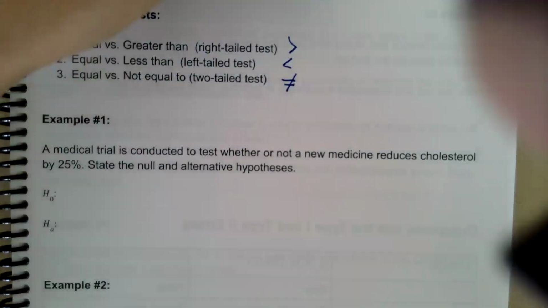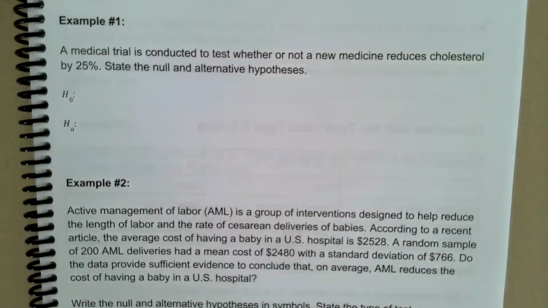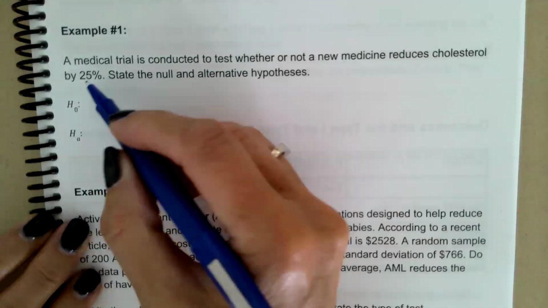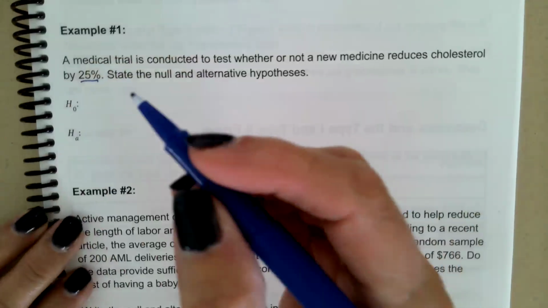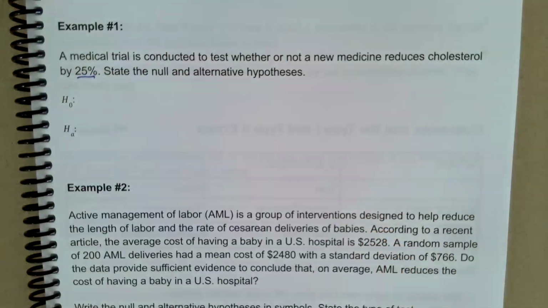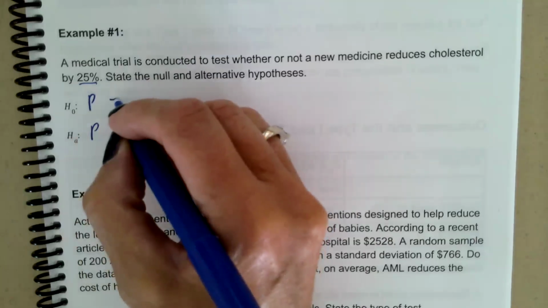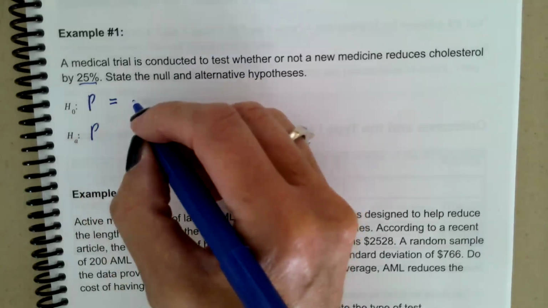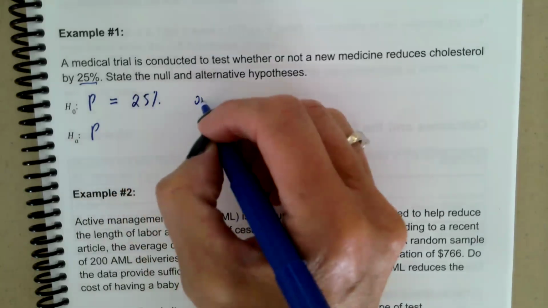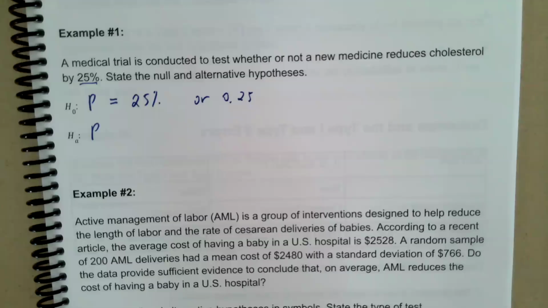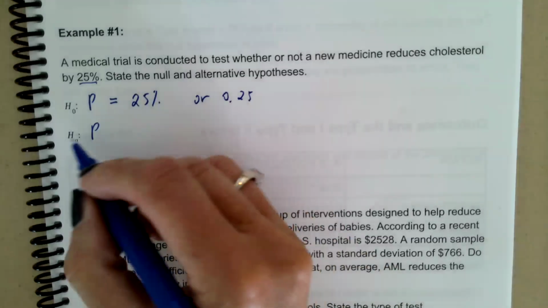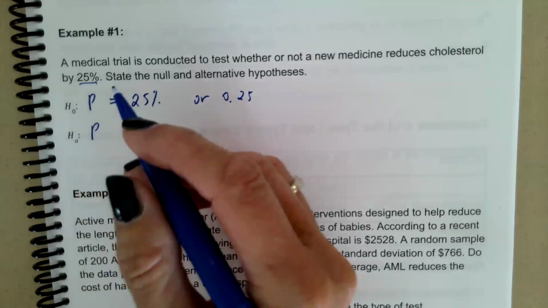So let's just try to write some hypothesis statements. A medical trial is conducted to test whether or not a new medicine reduces cholesterol by 25%. State the null and alternative hypotheses. So this is a percentage. So what I'm testing, my parameter, is P for proportions. And your H0 is always an equal to what we think is true. And so we believe that it's 25%, or you could write it as a decimal as well. And then the HA is what you're thinking that's contradictory.